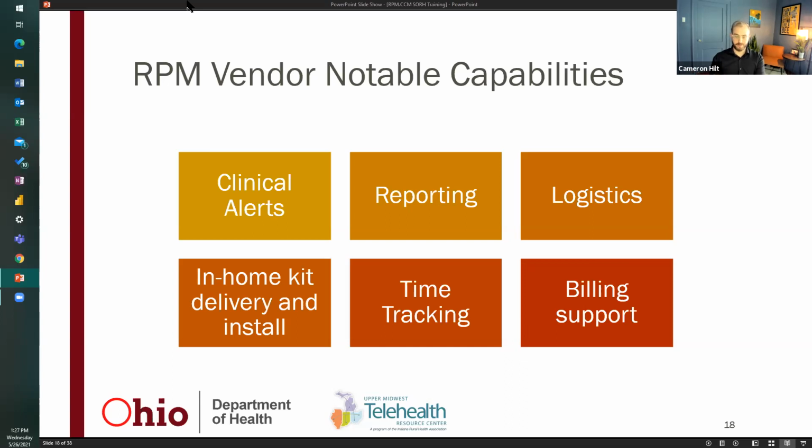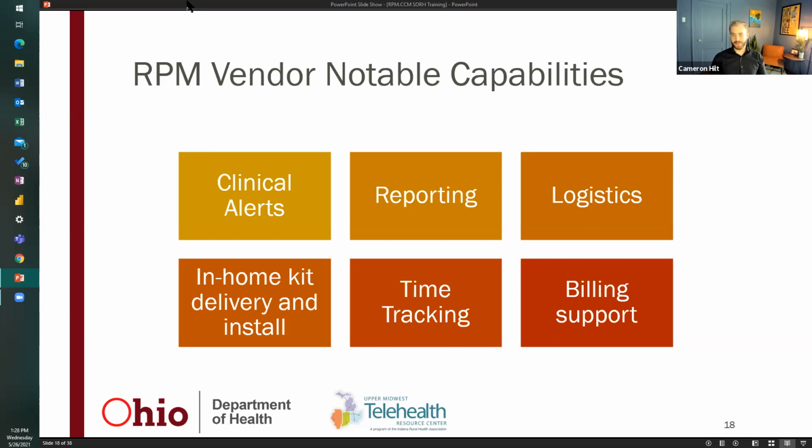So if they're getting those higher biometric values, then you will get alerted and they will basically be pulled as a priority when you're looking at the data in that vendor's database. The second is reporting. So you'll get some additional data capabilities in order to report out on those patients and be able to track their biometrics.